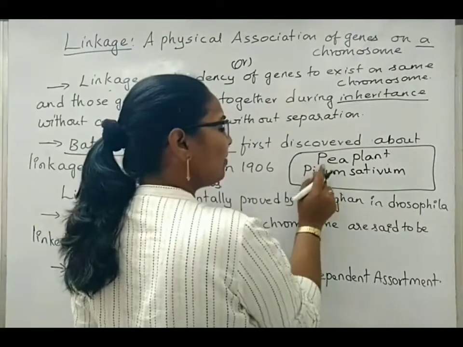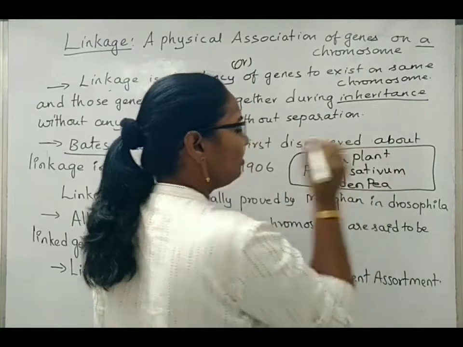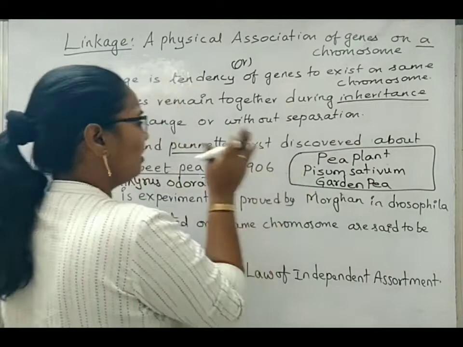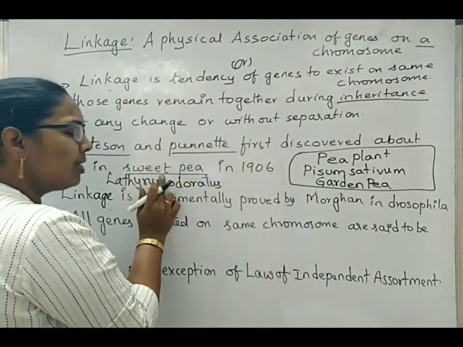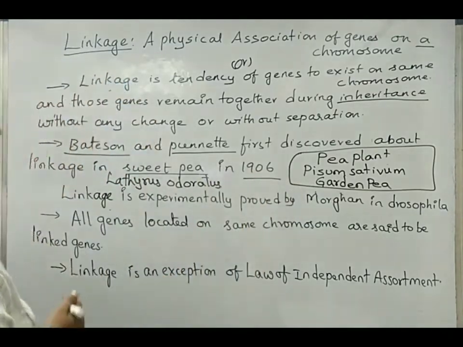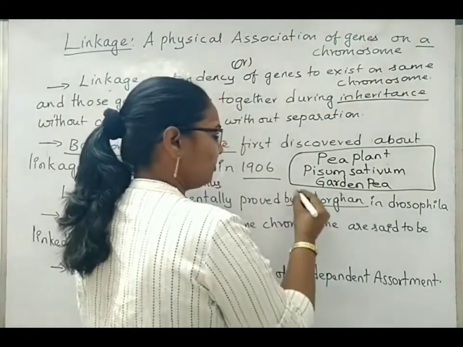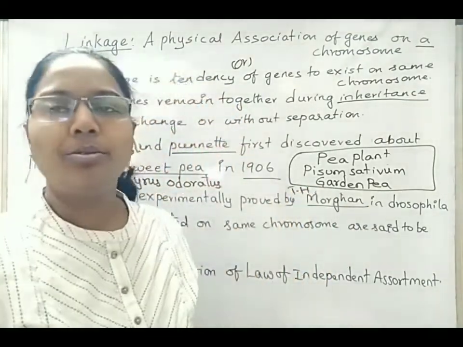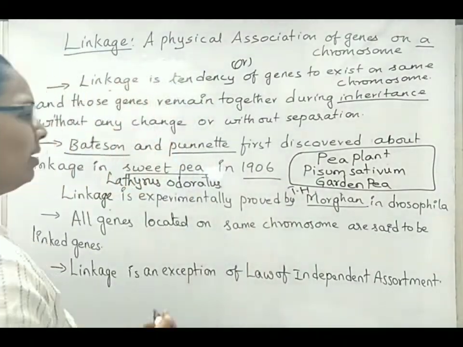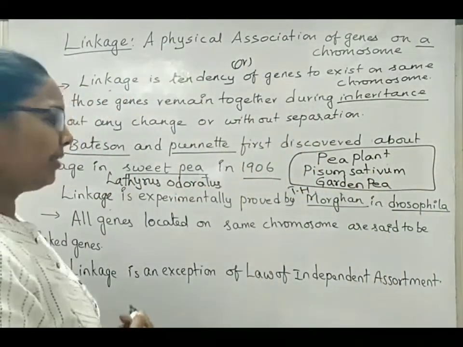Then, what is another name for Pisum sativum? It is also called garden pea. So, Mendel did work on this one, but Bateson and Punnett did work on sweet pea, that is Lathyrus odoratus, in the year 1906. Linkage was experimentally proved by T.H. Morgan. We give Morgan the title father of experimental genetics. He worked on Drosophila, which we also call fruit fly.